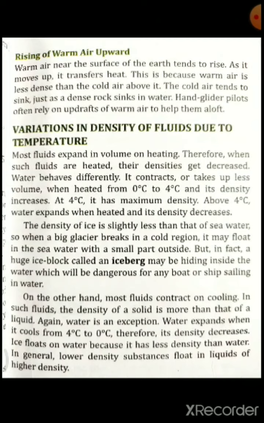Then, variations in density of fluids due to temperature also. Obviously, temperature is the main factor because of which we find density variations. Whenever we are heating any substance, there will be a variation in temperature. If you go deeper, what will we observe? The molecules start separating from each other when it gets heated. Most fluids expand in volume on heating, therefore, when such fluids are heated, their densities decrease.